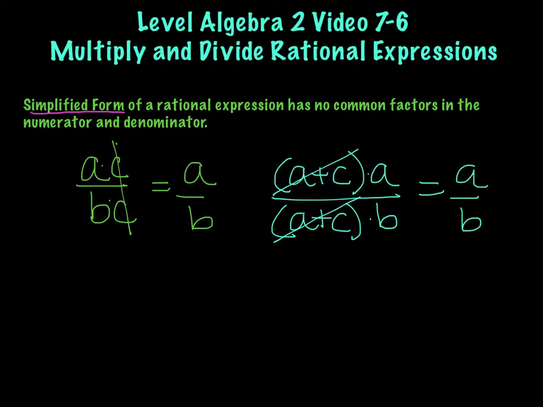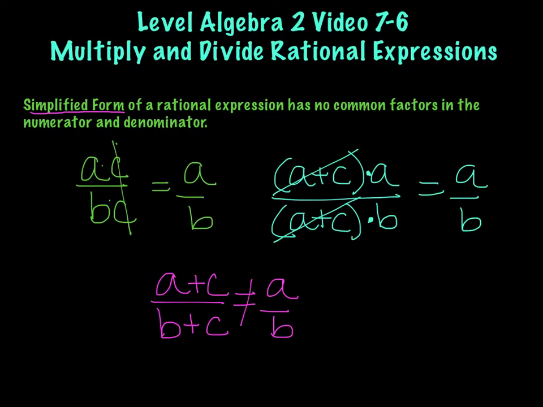We can only cancel things out that are being multiplied though. We can never cancel through a group, and we can never cancel things that are being added or subtracted. So if I had A plus C over B plus C, I can't cancel out those C's. I can't say that that equals A over B. That's not true, and I'll prove it to you right now.